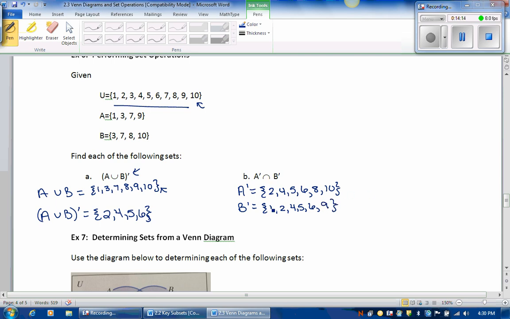Now I want the intersection. Again, intersection was what they had in common. So they've both got a 2, and a 4, and a 5, and a 6. So that there is your intersection: 2, 4, 5, 6. All right.